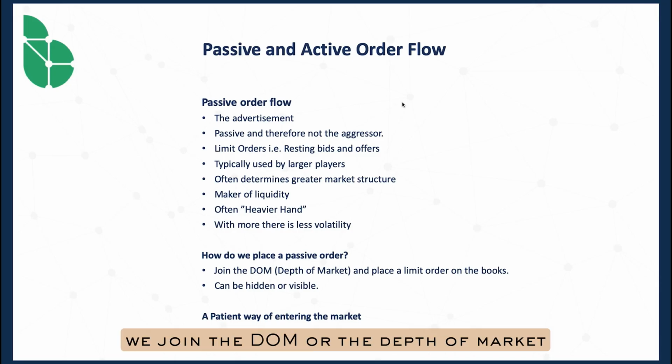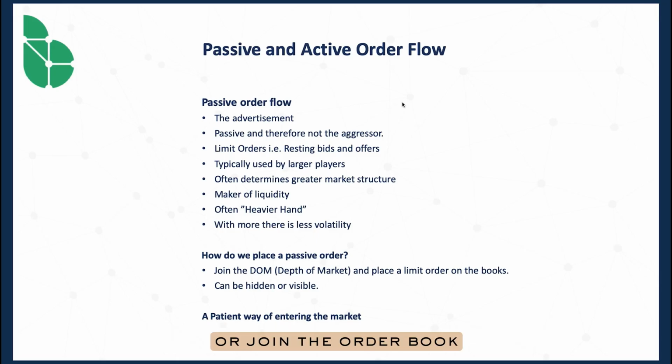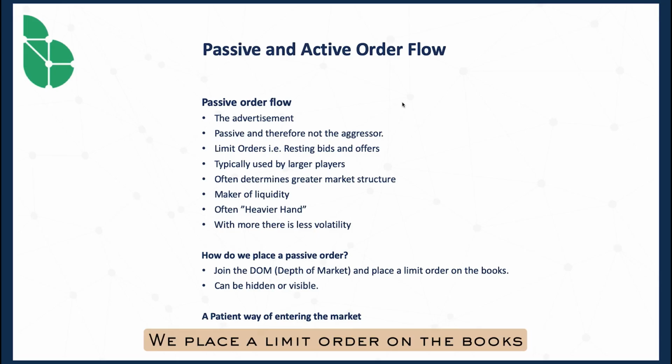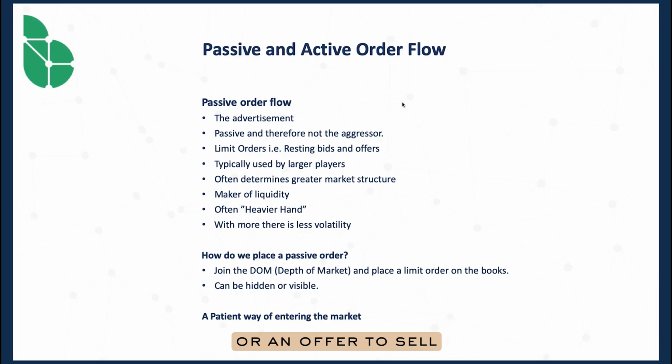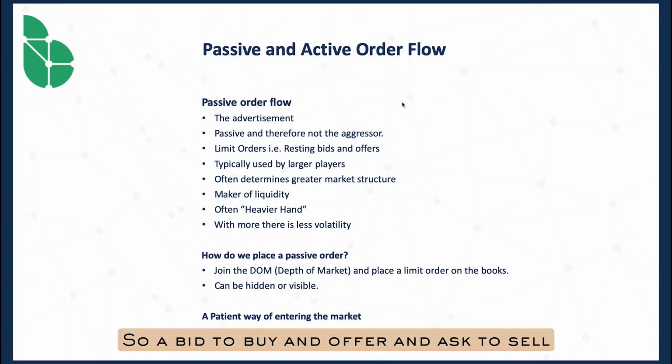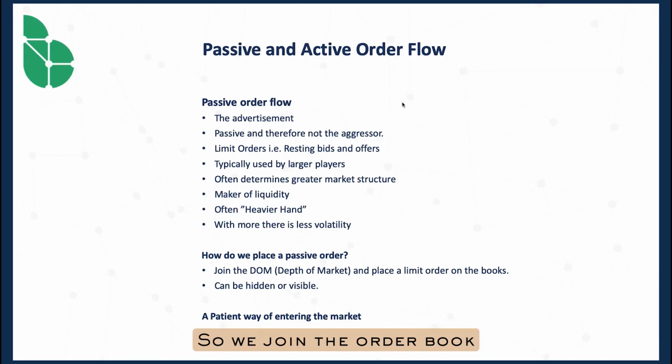Really quickly, we join the DOM, or the depth of market, or join the order book. We place a limit order on the books in the form of either a bid or an offer to sell. So a bid to buy, an offer, an ask to sell. So we join the order book.